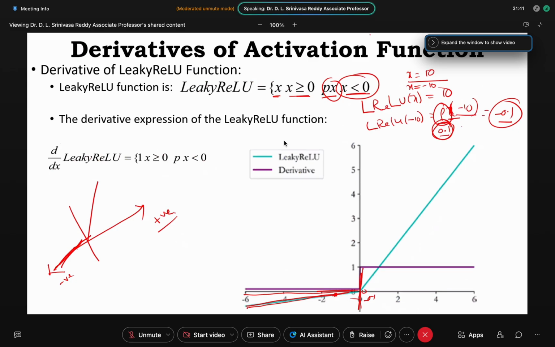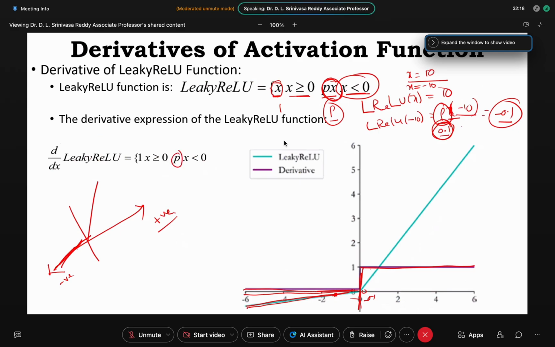You take the differentiation for the positive part, which is equal to 1. Differentiation of the negative part is equal to rho, right? That rho is also a constant, and it depends on the factor, so it is always constant. So its derivative is 1 for positive, and based on the rho value for the negative part. This is the derivative of this.